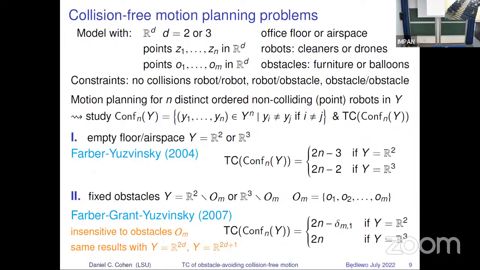Farber, Grant, and Yuzvinsky a little while later. And again, you get similar flavored answers. It's roughly twice the number of robots, depending a little bit on m, but not very much. So a point being is that this number, which dictates how complicated it is to move in, well, I guess I'll focus on this one, in this fixed obstacle configuration space, it doesn't really see the obstacle.